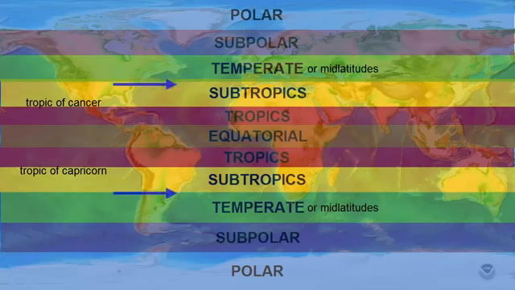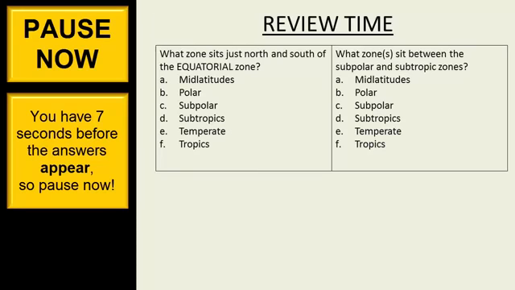So once again, starting from the equator, we move from the equatorial zone to the tropical zone to the subtropical zone to the temperate zone to the subpolar zone to the polar zone. Pause now.